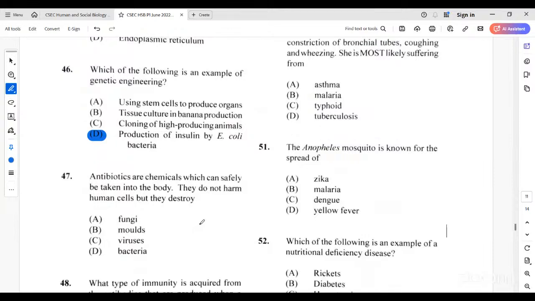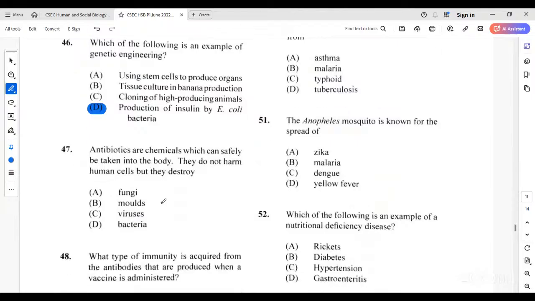47, antibiotics are chemicals, and you see you starting to move into the other section, this going into diseases, which is from section D of your syllabus. Antibiotics are chemicals which can safely be taken into the body. They do not harm human cells, but they destroy. What do they destroy? Antibiotics are against bacteria. So we're looking for bacteria. D. 47 is D.